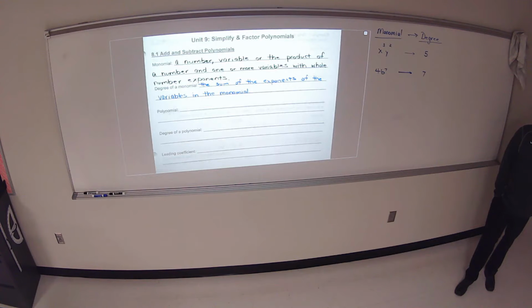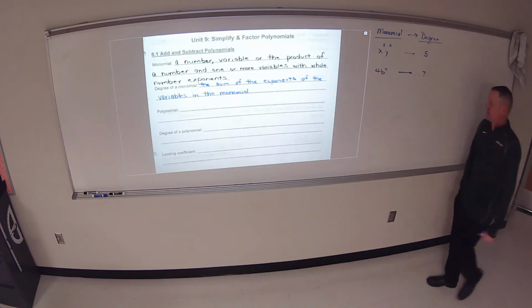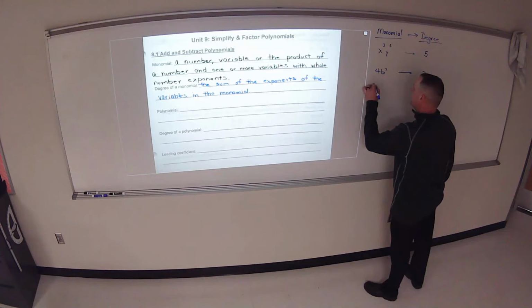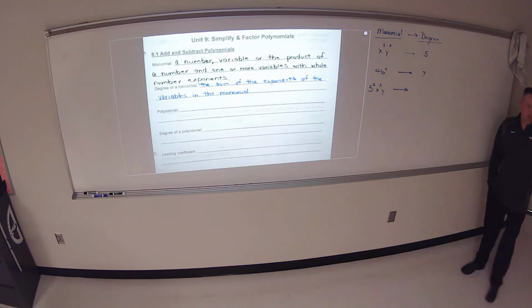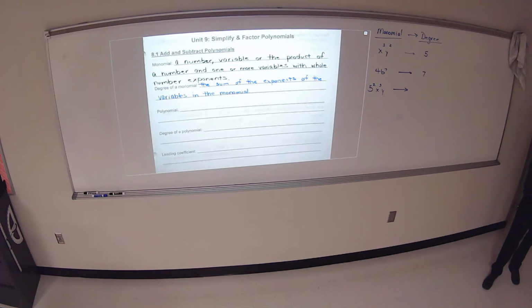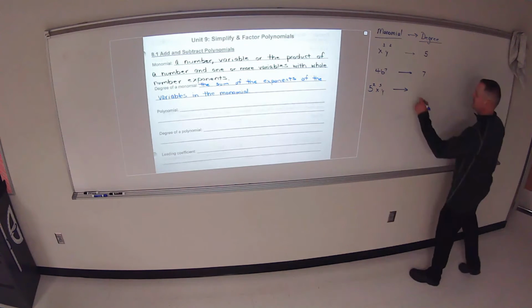Now, this is where sometimes you'll get a little tricky every once in a while, and they're really testing your IQ of, do you know what the definition of this is? They might give you something like 5 squared x to the third y. Can somebody tell me what is the degree of that monomial? Not 5, not 6. It's not 3.